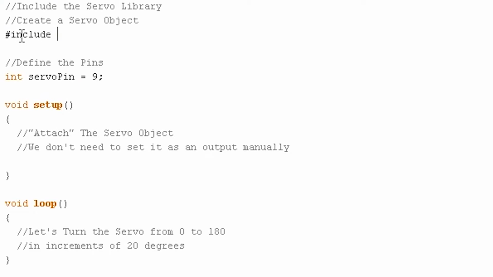The first thing you have to do is include any optional libraries that you want to use. So we'll include the servo.h library. You can learn more about all the libraries available to you on the arduino.cc website.